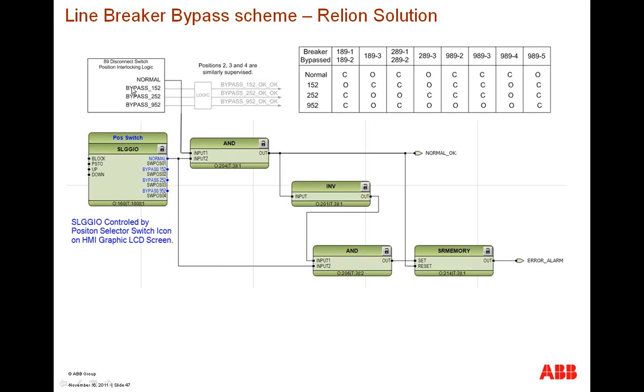Shown in the gray box is a normal bypass 152, bypass 252, and a bypass 952 interlock logic. These interlock logic can be developed using the A or B fingers from the disconnect switches. Based on the interlock logic, you will be able to tell the system what condition the substation is in. With that, I can AND it with a selector switch. The selector switch can be used and toggled through either the local HMI or a station HMI.